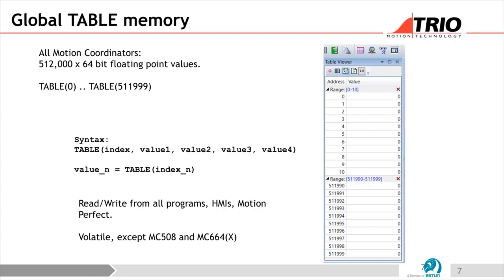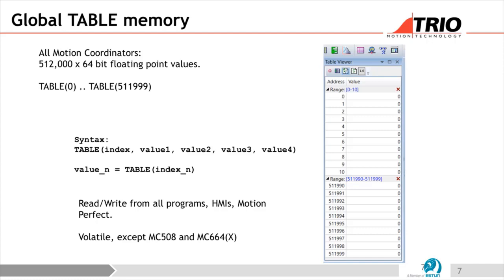So there are some limitations on that, but table is used for a number of things. One would be recipe storage. We can log data into the table. Putting in CAM profiles for shapes and curves can go into the table. So it has a lot of uses like that.